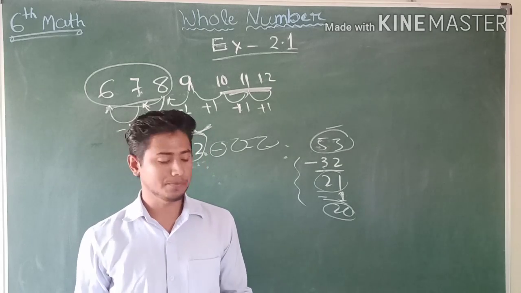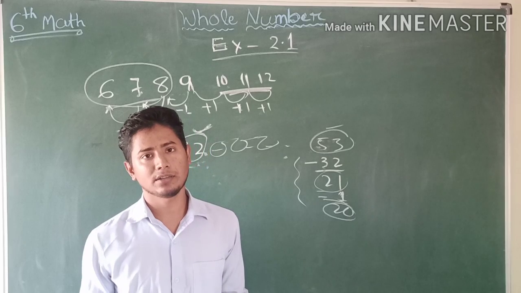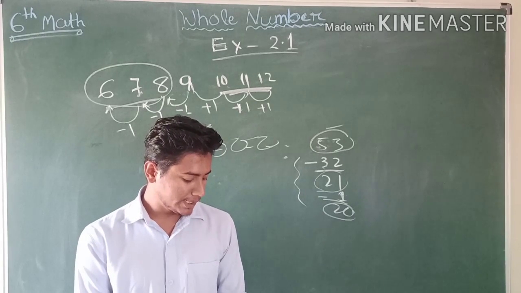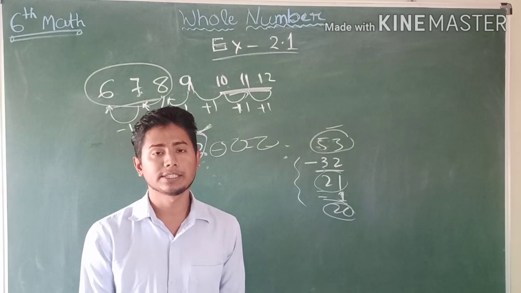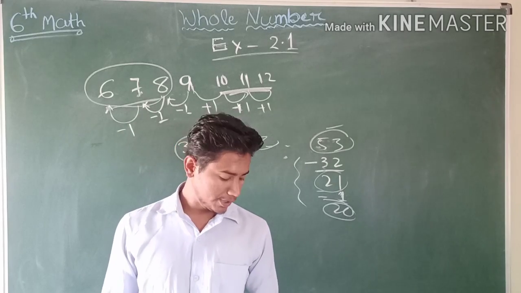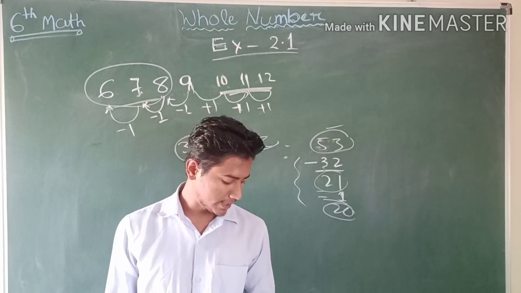So now question number 5. Write the successor of the given numbers. Here some numbers are given, and you can write the successor. It's very easy. Then question number 6. Write the predecessor of these numbers. Here some numbers are given, and you can write the predecessor. All of you know this. Then move to the next question, that is question number 7.